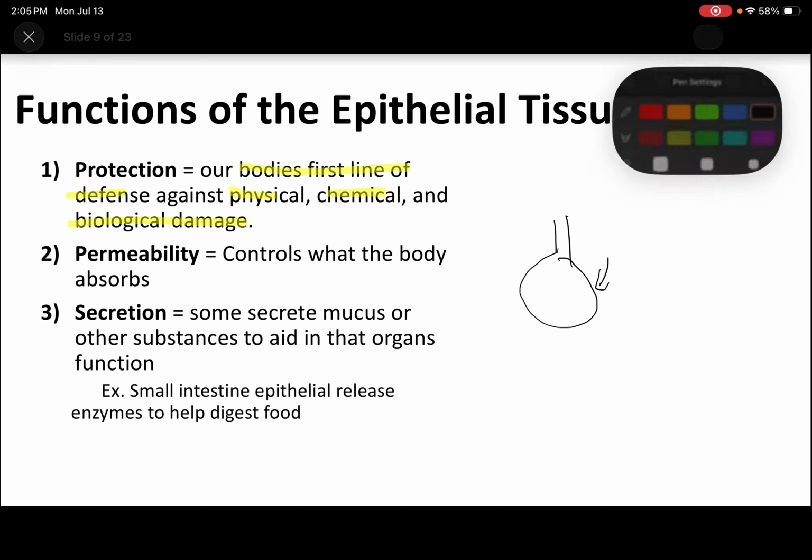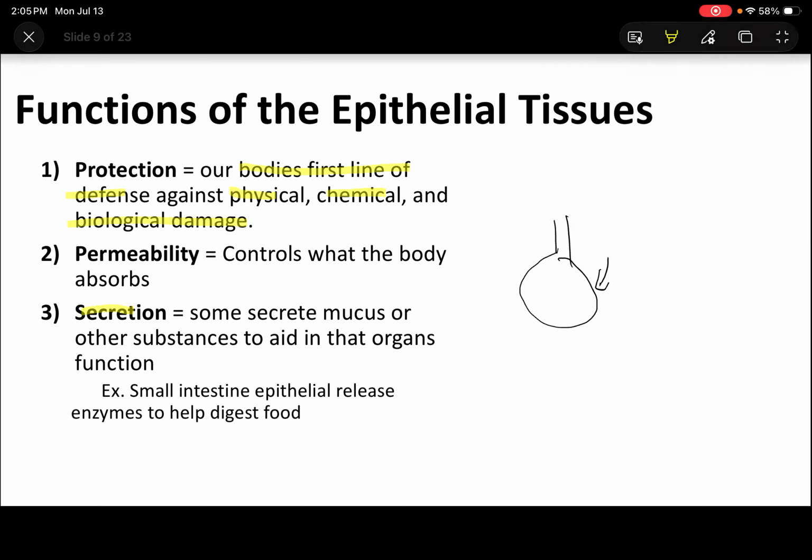Finally, some epithelial tissues are really important for a function called secretion. So some epithelial tissues secrete mucus. So we have epithelial tissues in our nose that make up our snot. We have some epithelial tissues that release other substances. So going back to the digestive system, our small intestine is lined with a bunch of epithelial tissue that releases enzymes. Remember, enzymes are proteins that do chemical reactions. So if we release a bunch of enzymes, this is going to help break down food. If you think about the function of the small intestine, it's to break down food, get all the nutrients out so that we can do different cellular processes. So epithelial tissues are really essential to protection, permeability, and secretion.